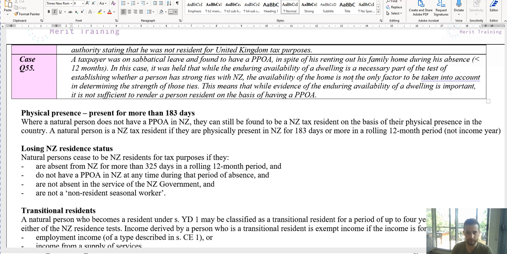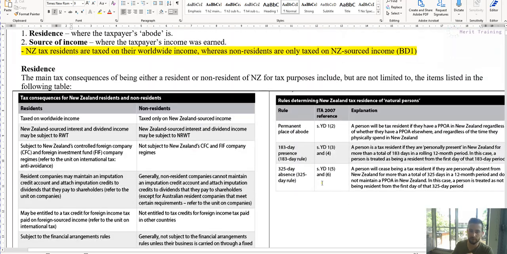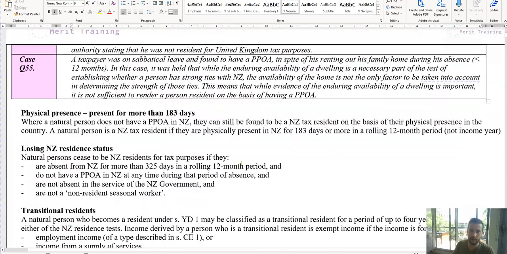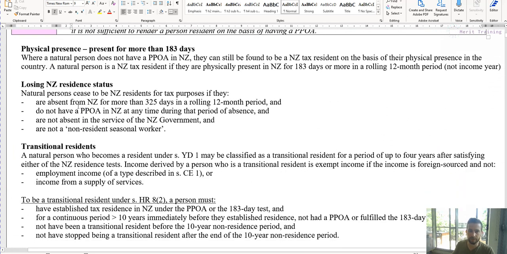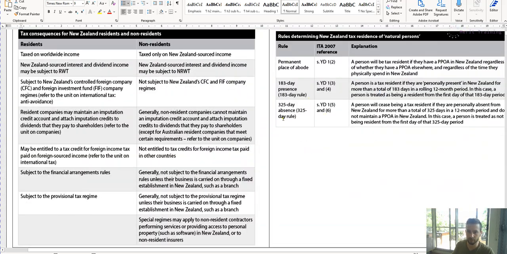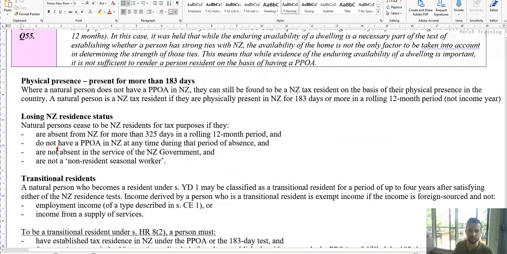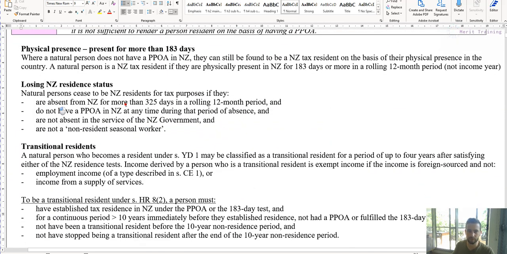So the timing test, present for more than 183 days, we mentioned was the test that you go through after these ones above, but obviously if you've got a PPOA, it doesn't really matter. The third test is that you can lose New Zealand residence, and one of those was the 325-day period that we mentioned above, i.e. this one over here. But there are also some other ways that you can lose residence. I'm going to skip the 325 one because we covered that. But number one, they do not have a PPOA in New Zealand at any time during that period of absence. That's definitely the most important test, because if you don't have a PPOA, then you may lose your tax residence.